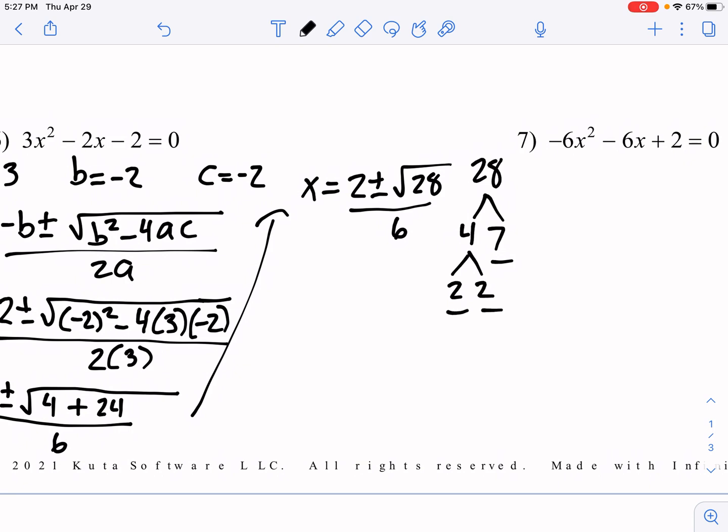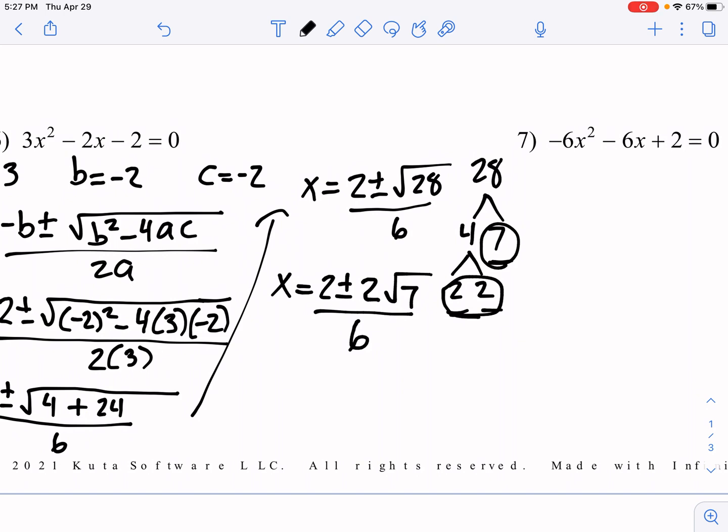So just like we talked about before, we're going to replace our square root of 28 here with its simplified form, its simplified radical. So we have x is equal to 2 plus or minus. We had one double, so a double goes into the front. And then we had one single, so that goes inside the square root, right? All over 6. Okay, so that's as simple as it can get.